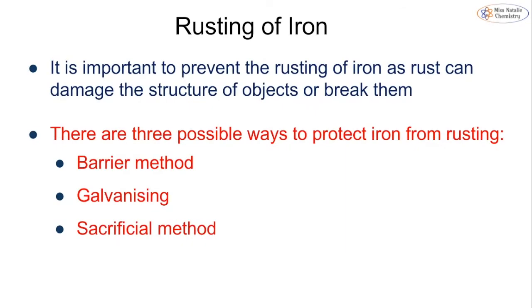So it's important to prevent the rusting of iron, because any rust that builds up can damage the structure of any objects, or it can even break them. And this can cause major accidents if it was something like a bridge or a building structure. So there are 3 possible ways that we can protect iron from rusting. There is the barrier method, there's galvanizing, and there is sacrificial protection. And we're going to look at each of them.